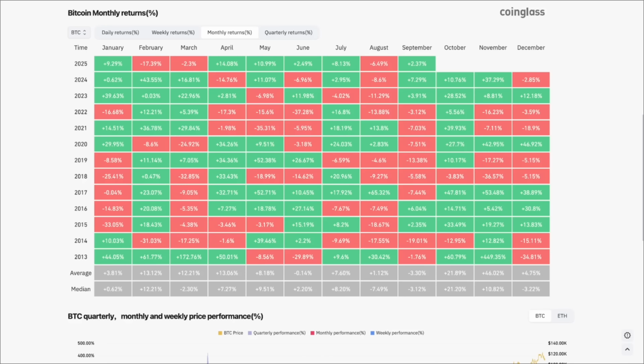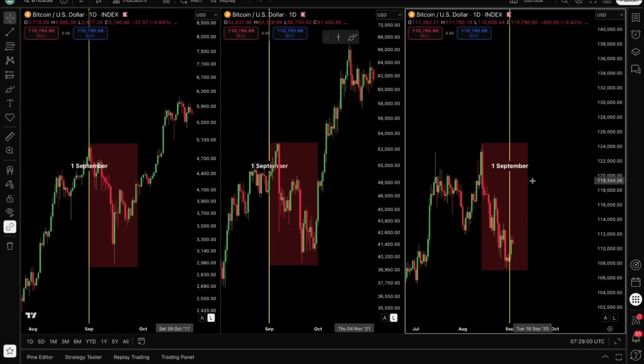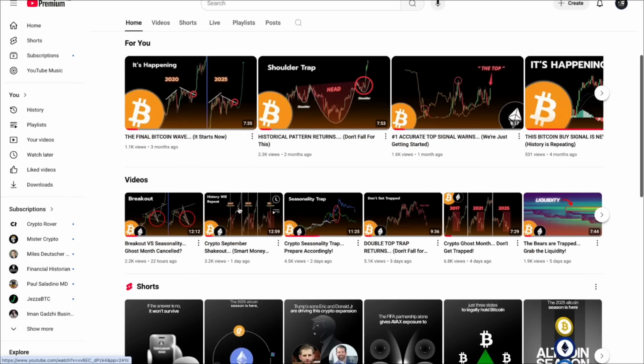So that's how I'm currently thinking about the Bitcoin charts. September is now starting off green, so that is actually quite nice. And actually I'm not that surprised with exactly that, because we did talk about this in previous update videos. I did make a lot of update videos about the seasonality basically, and also about the ghost month.